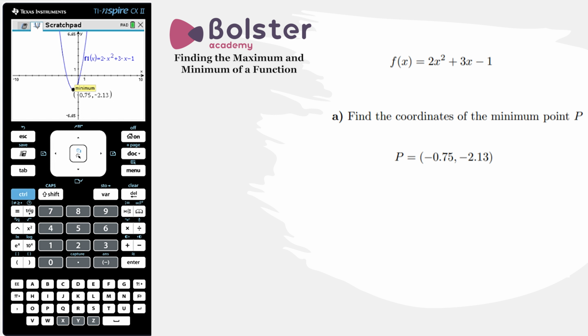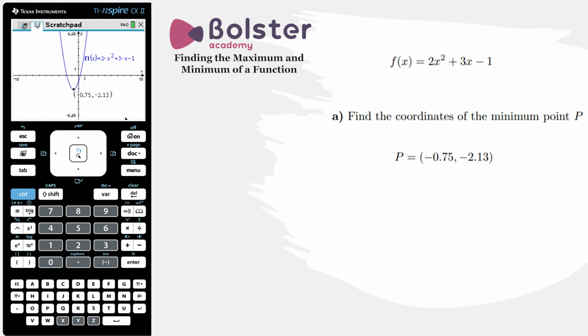So when we're being asked a question, we have to be careful and interpret what the question is asking for. Is it asking for the actual minimum value of the function? In this case, that would be minus 2.13. Or is it asking at what value does the minimum occur? If that's the case, it would be minus 0.75.